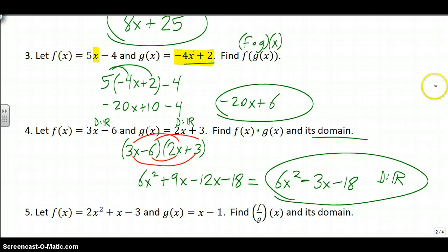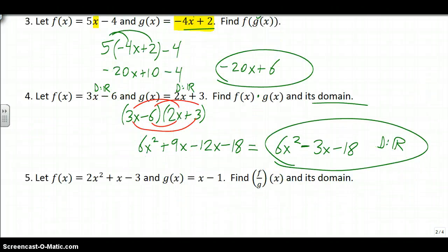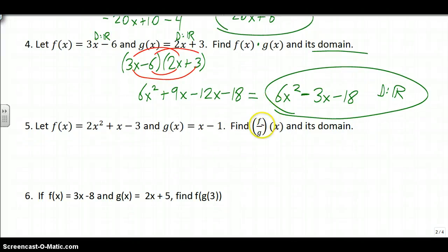Okay, simple foiling, you've been doing that forever. Hopefully it wouldn't be too difficult. Alright. F divided by G, okay. So you would put F over G. Ooh, this one's a little messy. The only thing you have to consider here is you have to factor the top, maybe. See if it factors. And I believe it does.